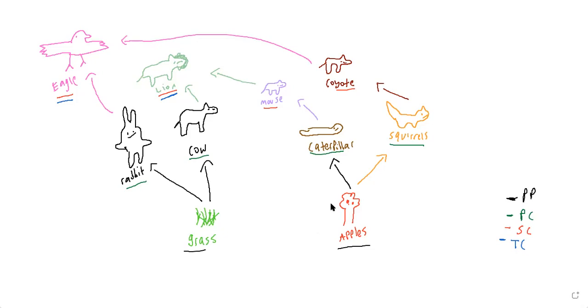Okay, let's say that we decrease the population of eagles. Okay, let's go ahead and try that. Eagle population goes down. All right, what's going to happen is that the rabbit population is going to go up, and the coyote population is going to go up. As a result, you are going to have the squirrel population go down because now you have more coyotes, and you are going to have the apple population go down as well.